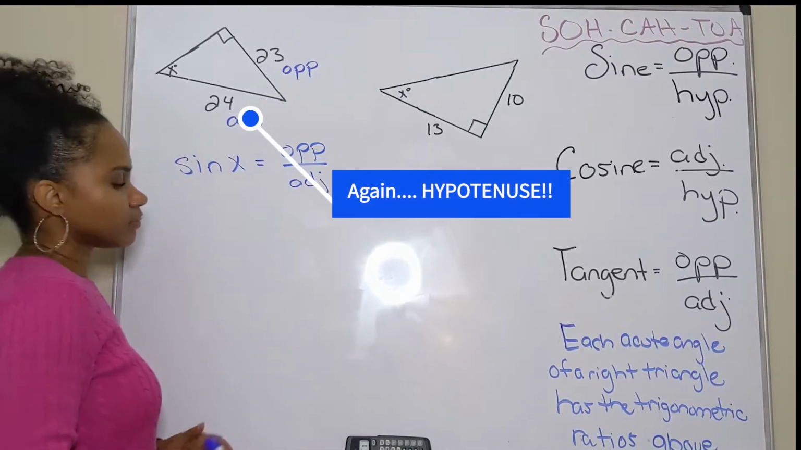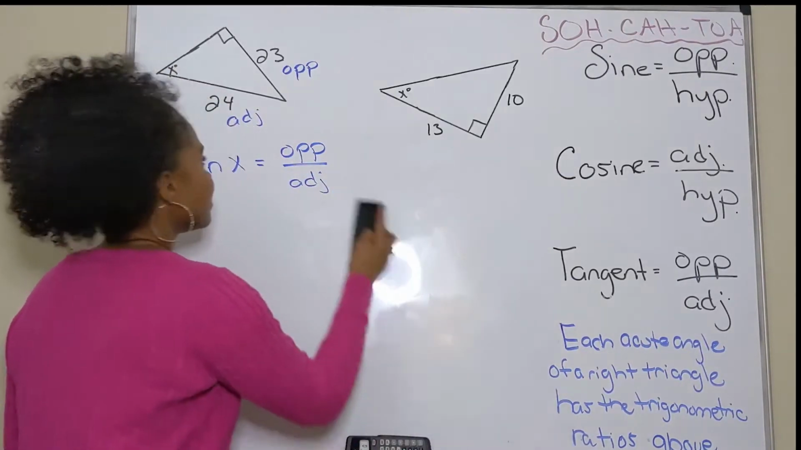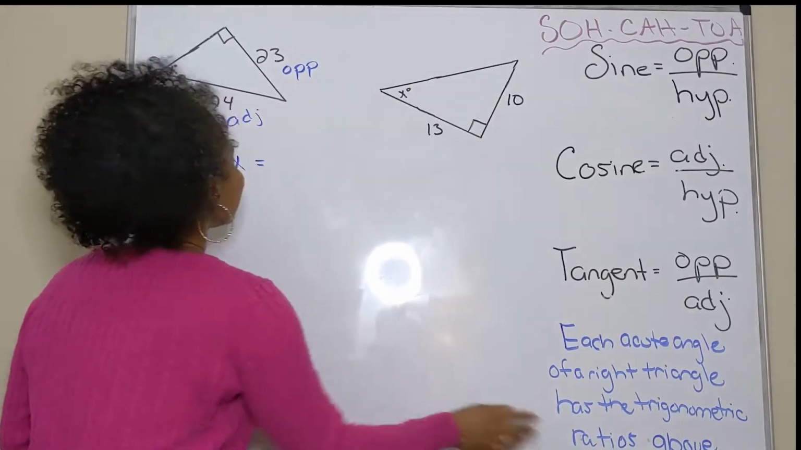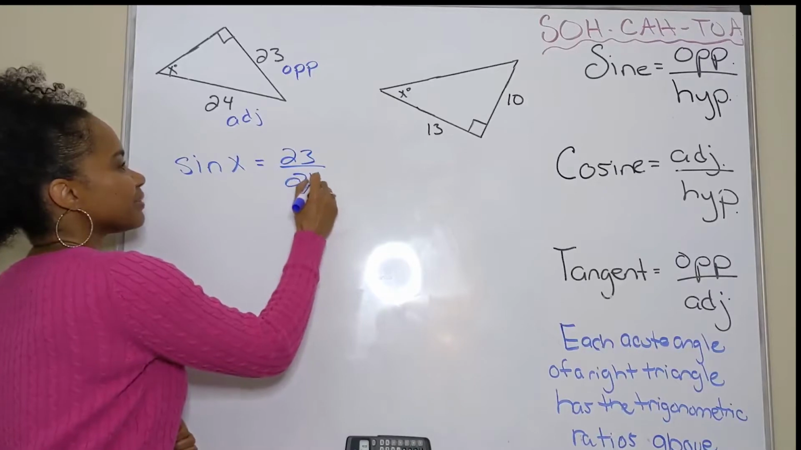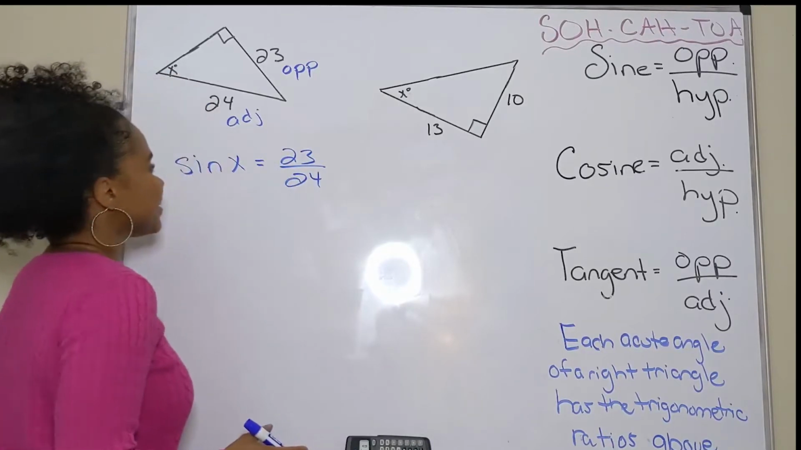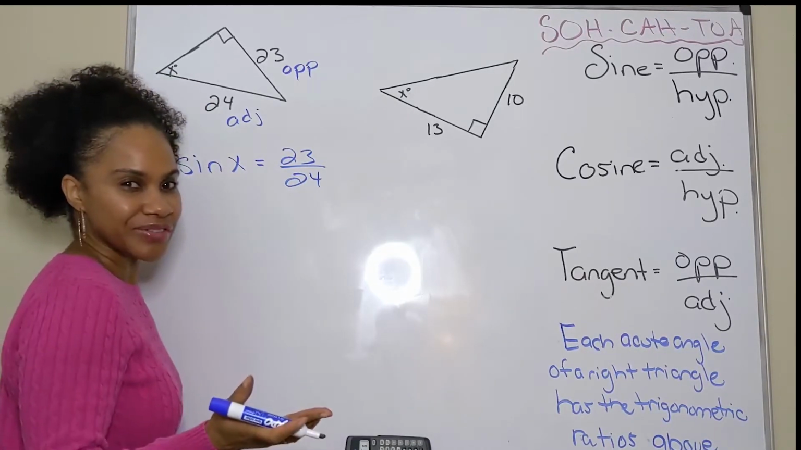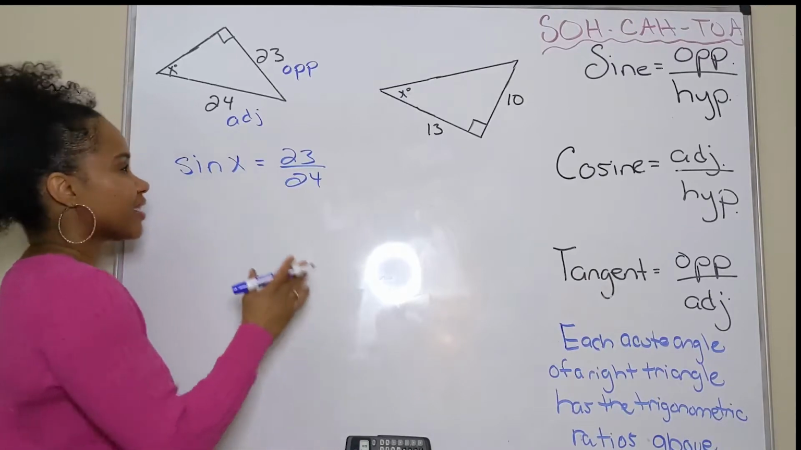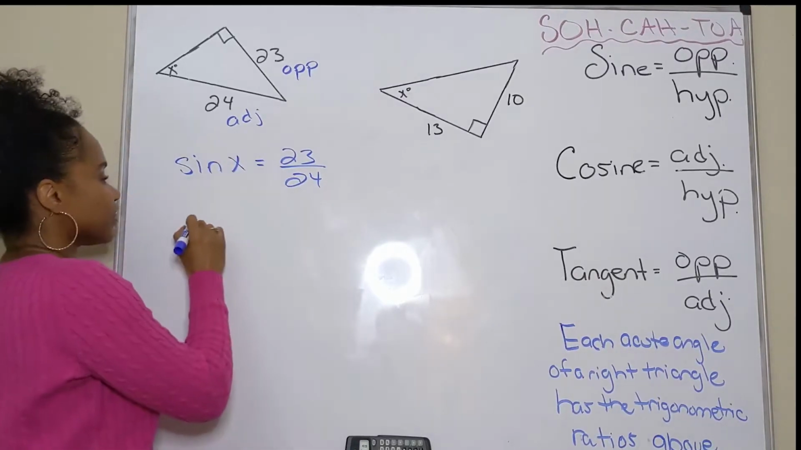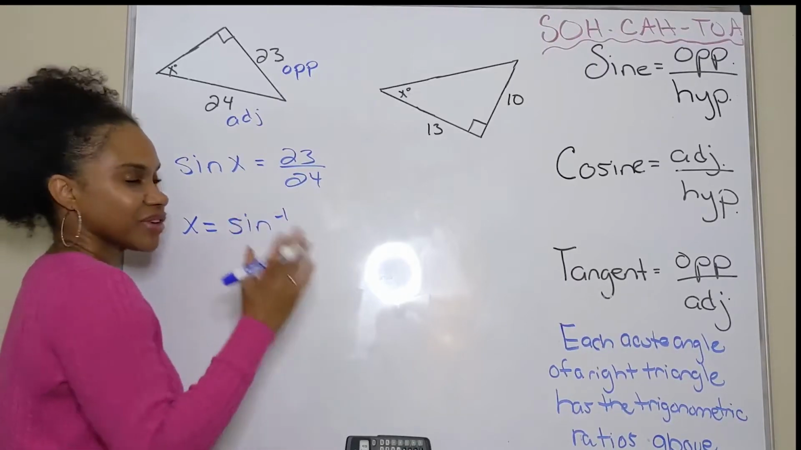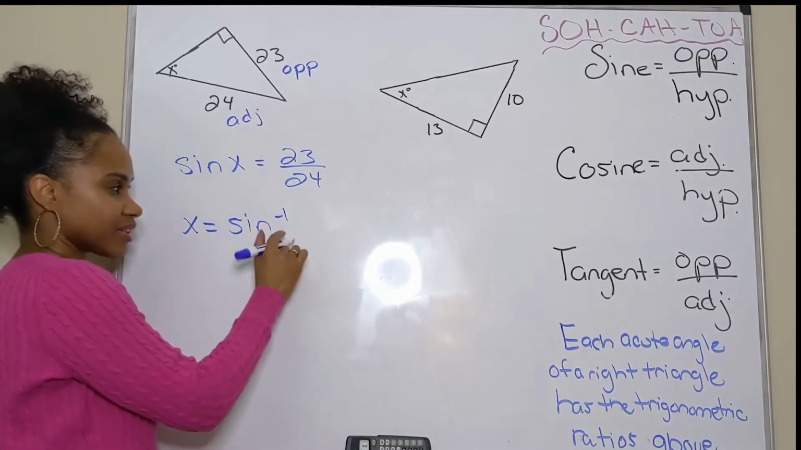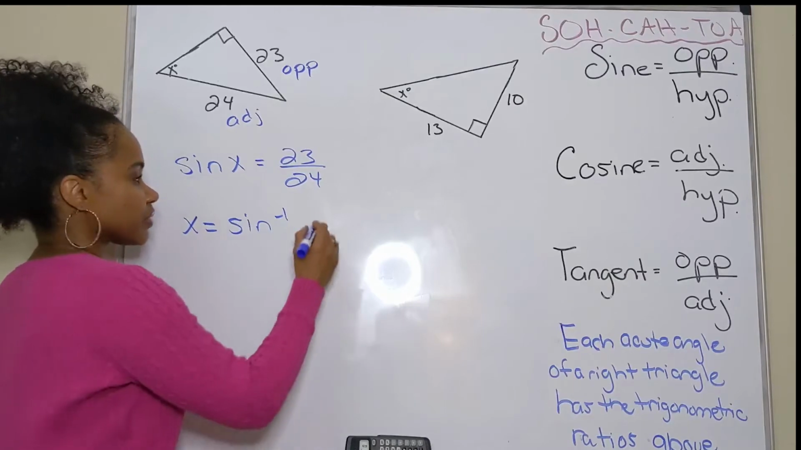Alright, and why am I putting opposite over adjacent? Sine of x is 23 over 24. Alright, so we will use our inverse trig function to find an angle. So it would actually look like this. So your calculator, right above your sine key, you should see something that looks like this. That stands for inverse trig.